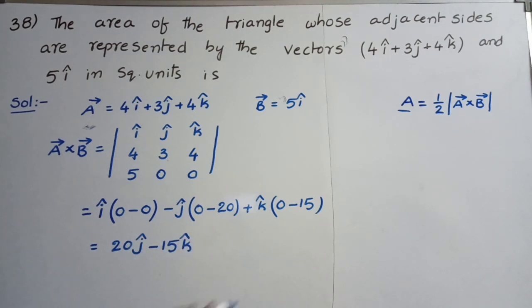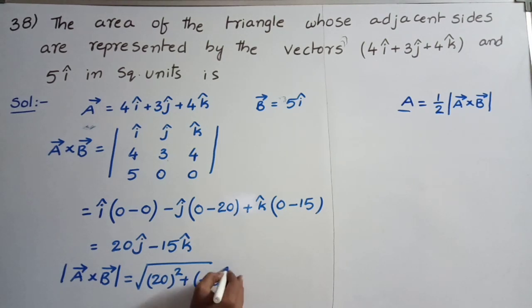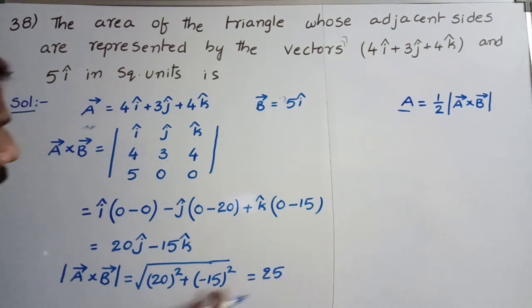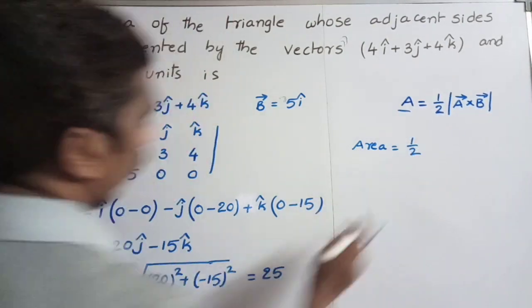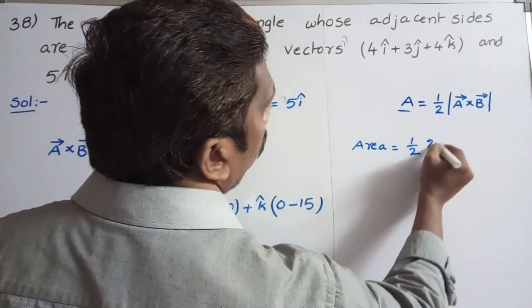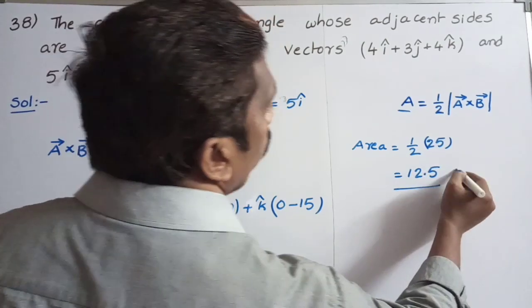After that we should find magnitude. So magnitude of A bar cross B bar is equal to under root of 20 square plus of minus 15 whole square. If we simplify, we will get 25. Why? Because 20 square 400 plus 225, 625. Under root of 625 is equal to 25. So area is equal to half into magnitude of A bar cross B bar, half into 25. Finally, we can get 12.5 square units.